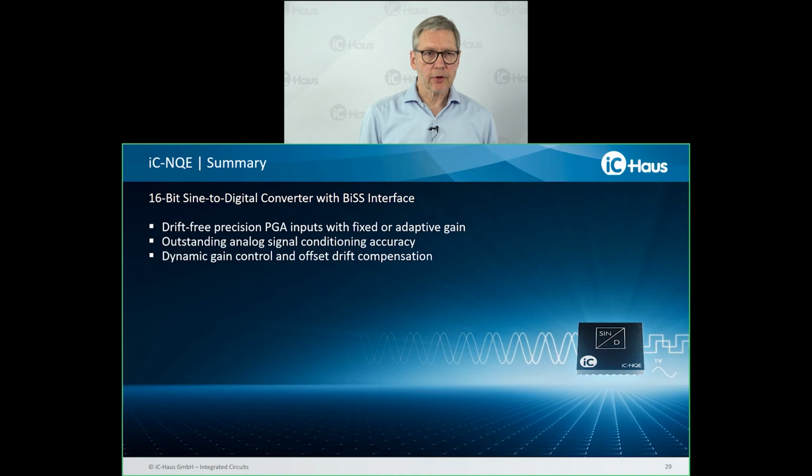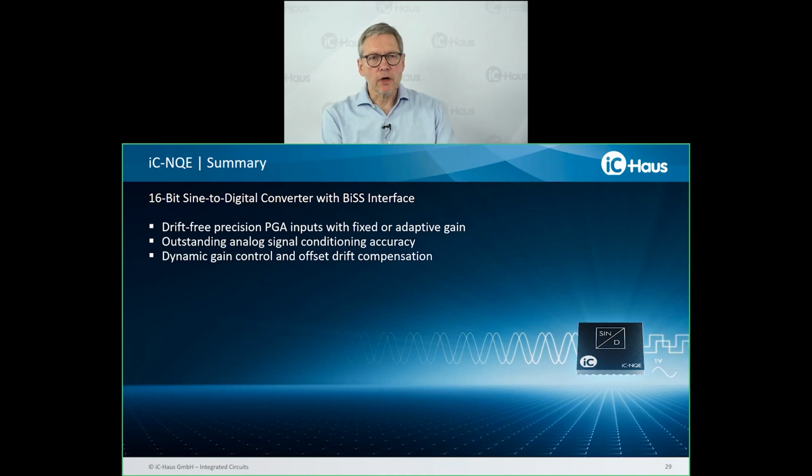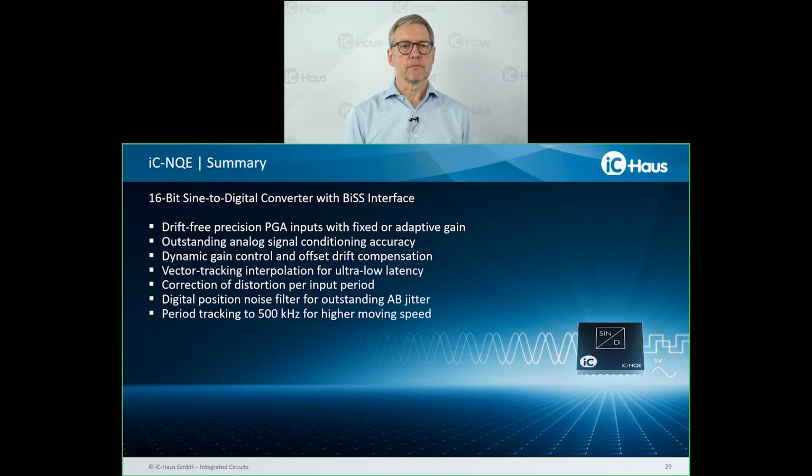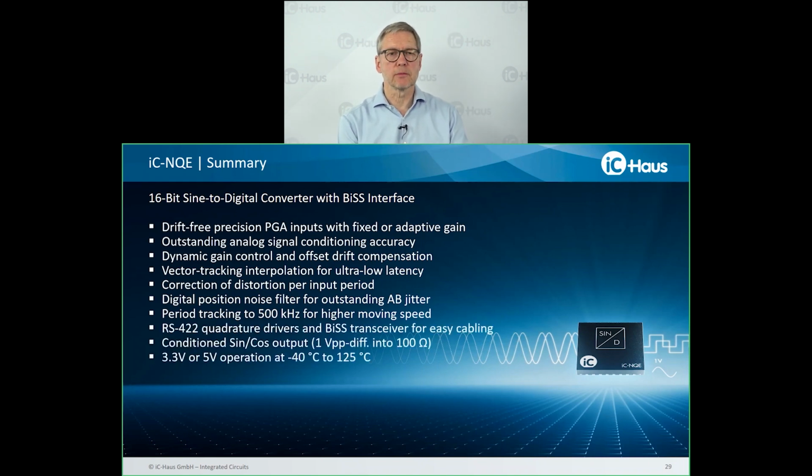So, as a summary, the iC-NQE offers you precision inputs, a fixed or adaptive gain. You can have this outstanding single condition accuracy, optionally a dynamic gain control with offset drift compensation. The vector tracking interpolation ensures an ultra-low latency, and afterwards you can correct the distortion per input period. The digital noise filtering allows you an outstanding AB jitter. Period tracking is implemented up to 500 kHz, for high moving speeds.